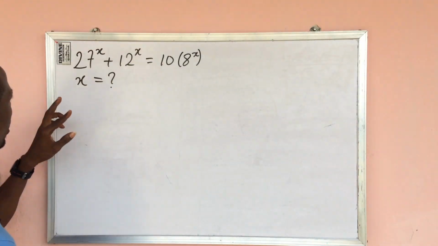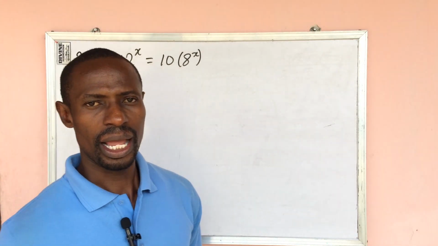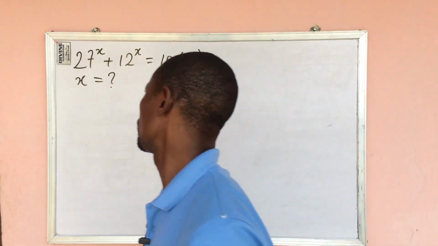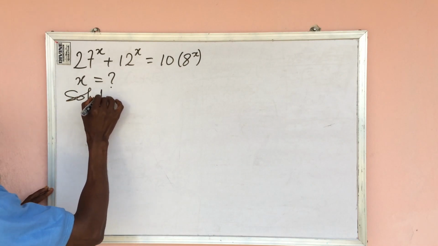The question says 27 to the power of x plus 12 to the power of x equal to 10 into 8 to the power of x. What then will be the value of x? This is an exponential equation. So let's go on this journey. From here we have the solution.